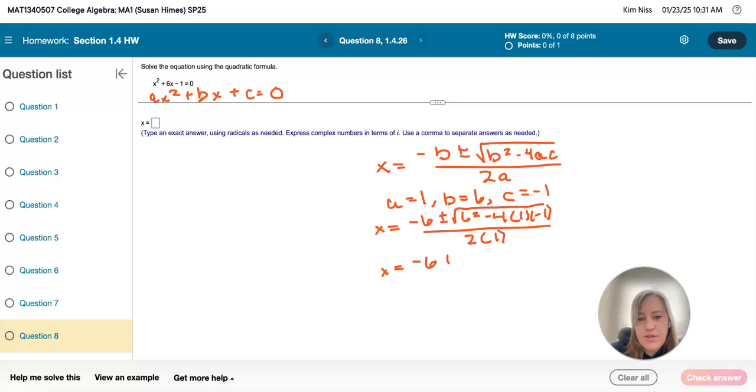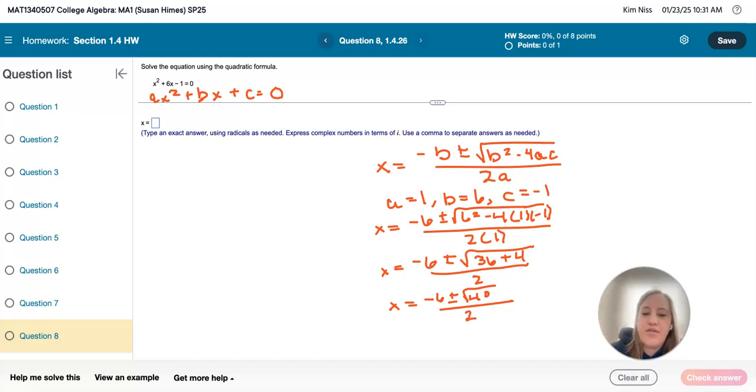So negative 6 plus or minus the square root of 6 squared, which is 36. Negative 4 times 1 is negative 4. Negative 4 times negative 1 is positive 4, so we end up with positive 4 right there, all over 2 times 1, which is 2. So then, simplifying under the radical, we have x equals negative 6 plus or minus the square root of 36 plus 4, which is 40, all over 2.